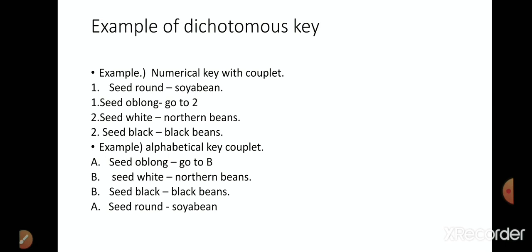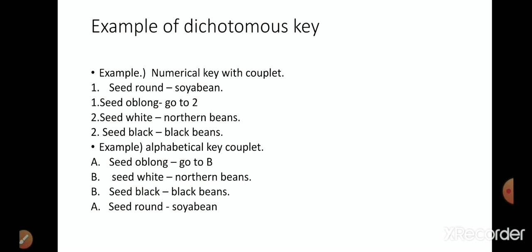In this first example, you can see that the first point is talking about the seed shape. Either the seed is round, which may be soybean, or the seed is oblong. If the seed is oblong, we have to go to the second point, where we find whether the seed is white or black. If the seed is white, that is northern beans. If the seed is black, then black beans. So we can easily find what kind of plant or organism it is.